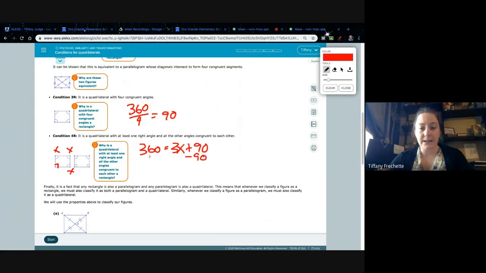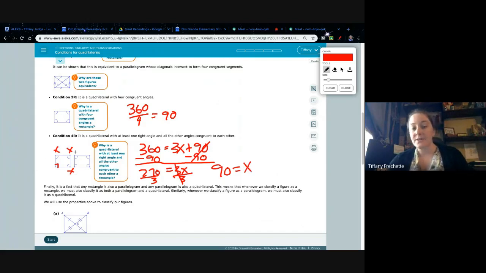So if I subtract 90 like this, then I end up with 270 equals 3X. 90 minus 90 cancels out. Divided by 3. So 270 divided by 3 is 90 degrees, equals 3 divided by 3 is 1, so we have X. So each one of these X ends up being 90 degrees in this case. So this is a way to be able to prove it. So if I'm given 90 and all other angles congruent, I know that it's a rectangle. And if I can call it a rectangle, I can also say it's a parallelogram.